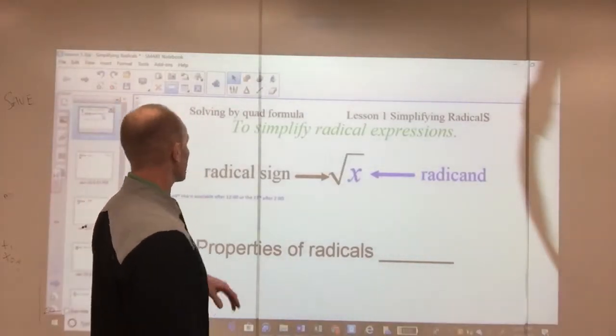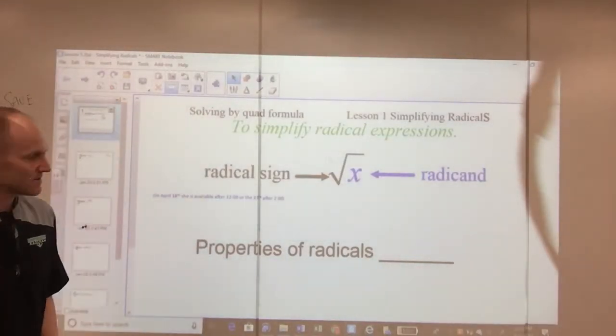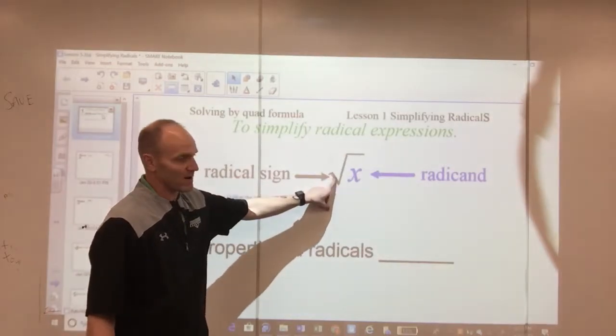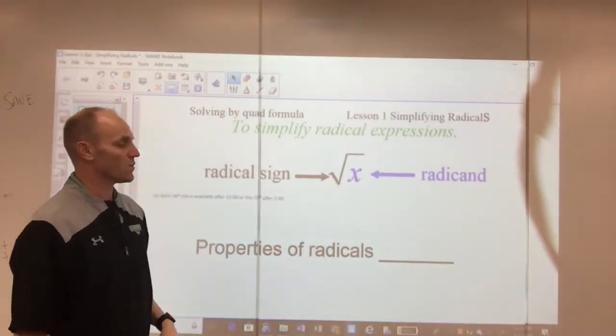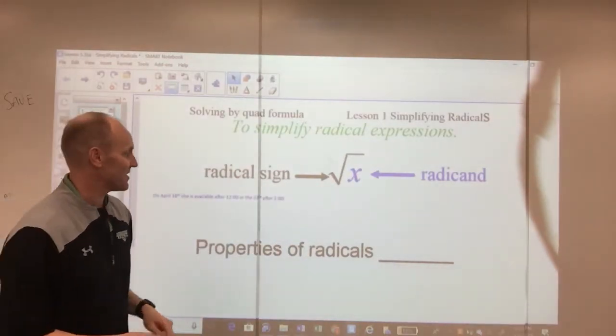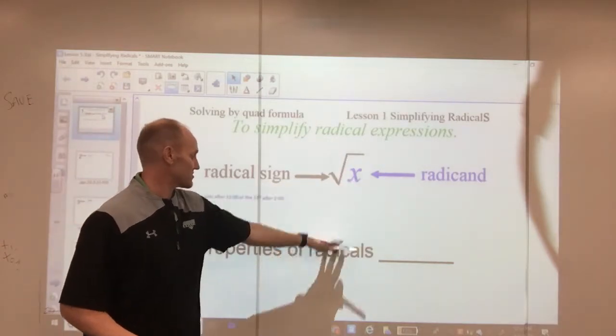All right, in this video, we're going to talk about how to simplify radicals. And radicals are just sort of this little symbol right here. And really it means what do you multiply by itself to get what's inside, which would be x.